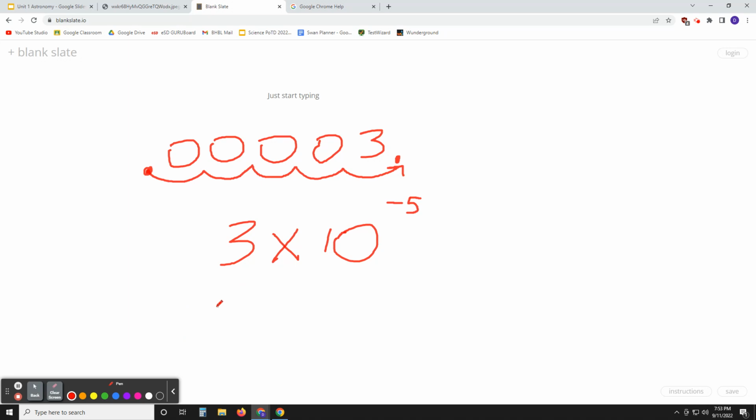All right. And if you want to go backwards from one of these, you do the same thing. If you have 3 times 10 to the negative fifth, that means you have to make a really small number. So you move that decimal 1, 2, 3, 4, 5. The decimal goes right there. And every time you move a space, you put in a 0. And there you go. We get the same number backwards.